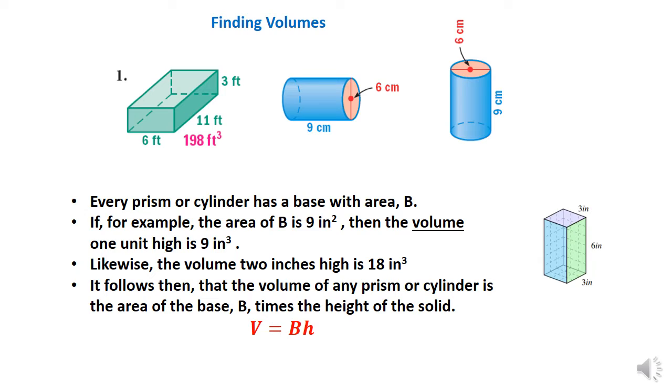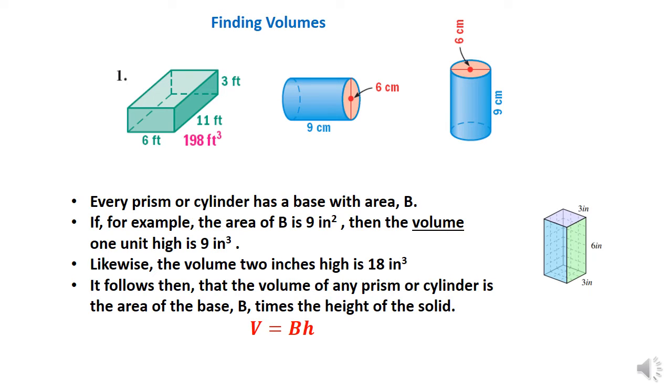Every prism or cylinder has a base with area capital B. If, for example, the area of B is 9 inches squared, then the volume 1 unit high is 9 inches cubed. Look at the multicolored cube to the right. The base is 3 by 3, which is 9 inches squared, and the volume up one block is 9 inches cubed. Likewise, the volume 2 inches high is 18 inches cubed.